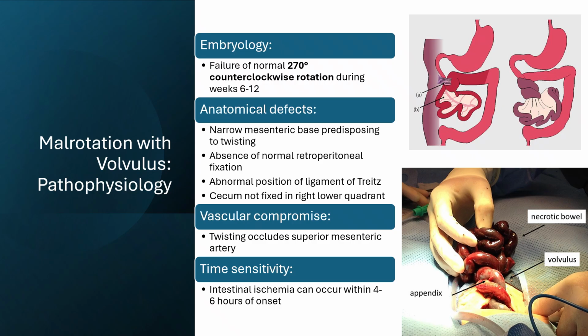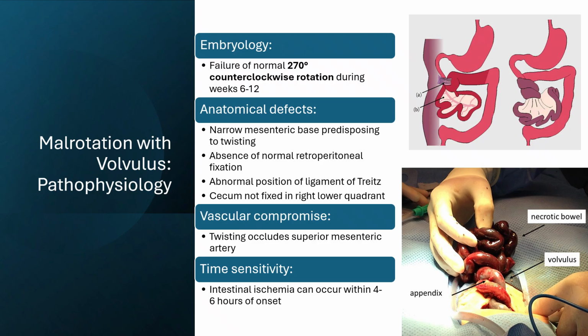The abnormal position of the ligament of Treitz is diagnostically significant. Normally, this junction sits to the left of the spine at the level of the duodenal bulb. In malrotation, it fails to cross midline or sits abnormally low, indicating incomplete rotation. The cecum's failure to fix in the right lower quadrant creates additional problems. Instead of normal positioning, it may sit high with fibrous bands crossing the duodenum, creating additional points of obstruction.